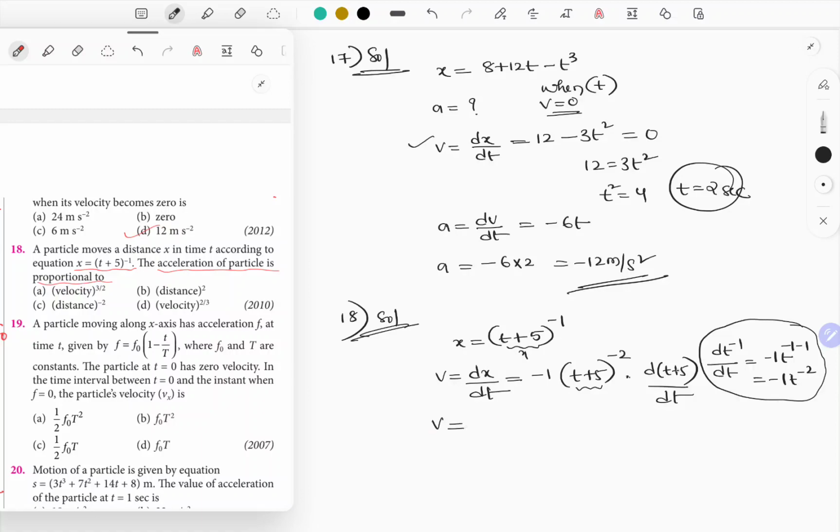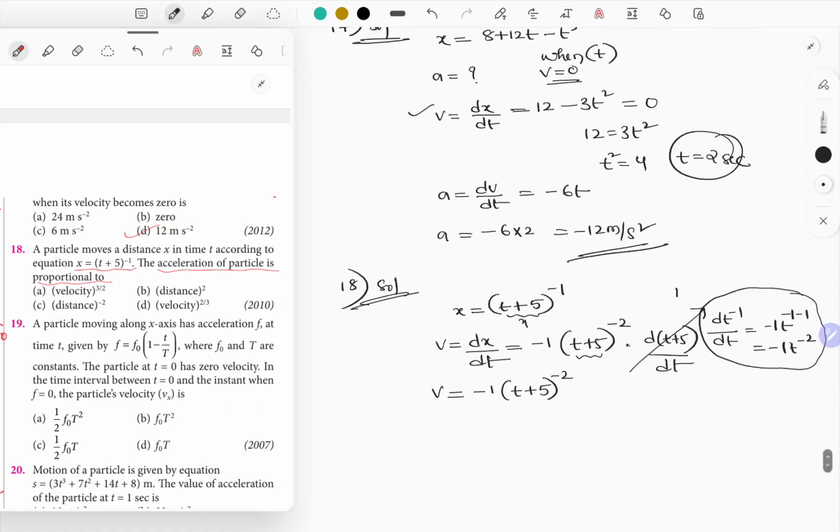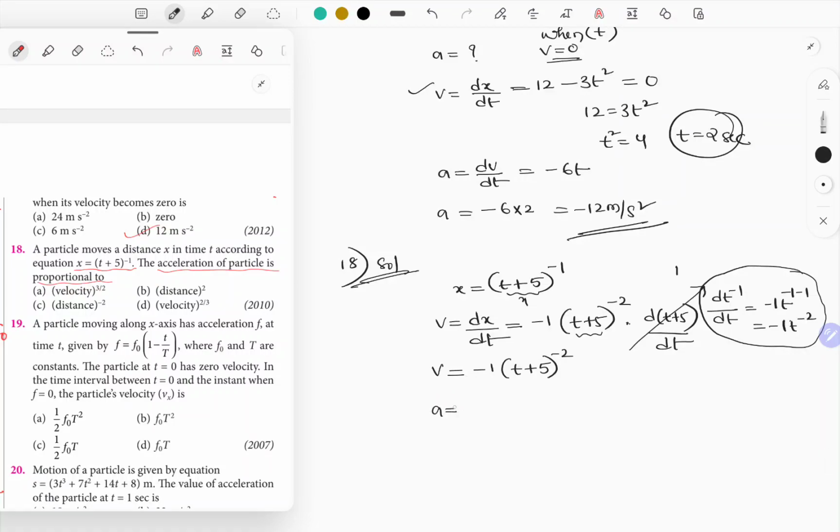Now, what velocity are we going to get? The differentiation of t is 1 and the differentiation of 5 is 0. So the final answer is minus 1 times (t plus 5) whole power minus 2. Let's differentiate again to get acceleration, which is what they are asking. A is equal to dv by dt. Minus 1 is already present, and the minus 2 comes as a multiplier: minus 1 into minus 2 times (t plus 5) whole power minus 3. Again, the differentiation of t plus 5 is 1. So the final answer is 2 times (t plus 5) whole power minus 3.